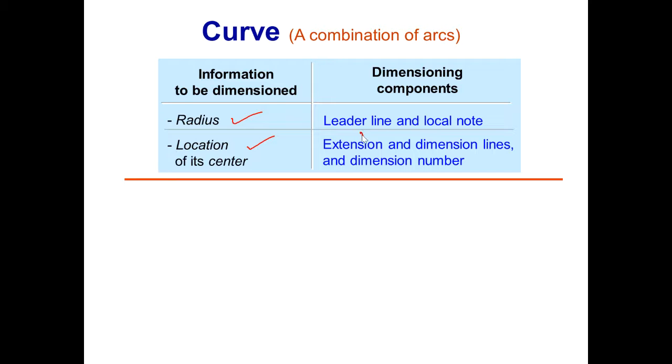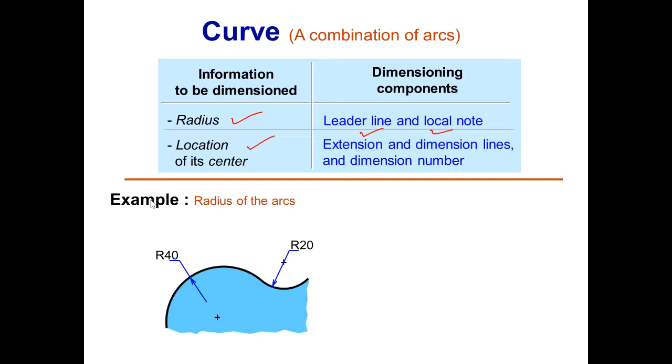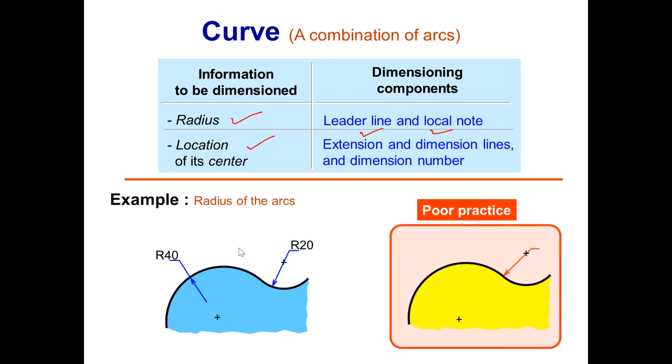इसमें आप use करेंगे a leader line, a local note, extension and dimension lines, and the dimension number. For example, this is an arc. This is very simple. You have to just consider it as a curve which is a combination of arcs. उसी तरह concave side पे आपने leader को place किया, इसकी भी concave side पे leader को place किया है, और आपने दो इसके notes लिख दिए and then it's good to go. There is a common mistake इसमें ये है कि now basically ये जो आपने information दी हुई है ये इसके center point में, इस curve, इस arc और इस arc का जहाँ पे intersection point है उस पर उसने ये note है.